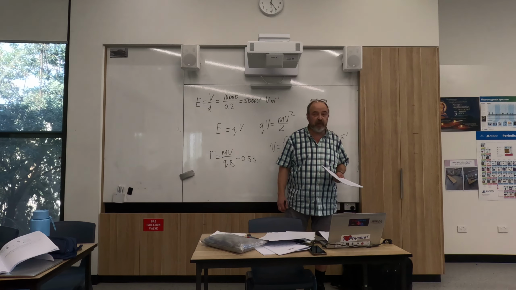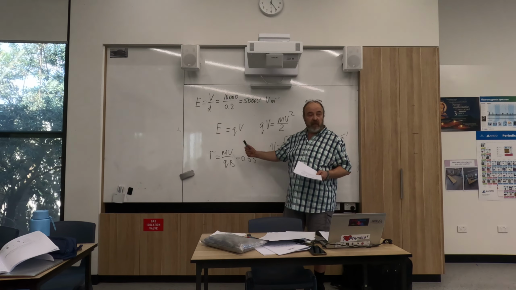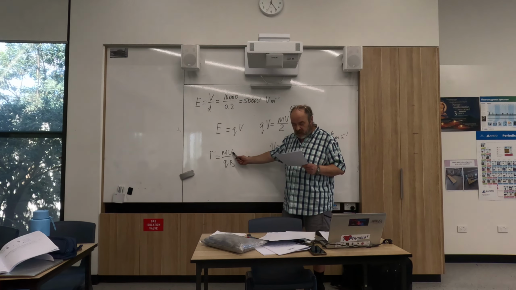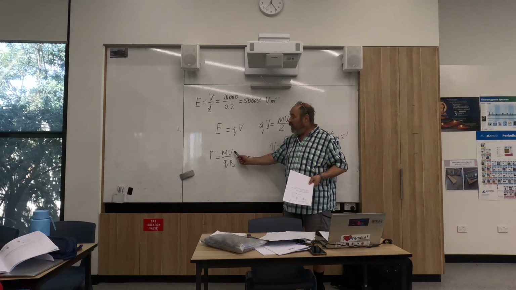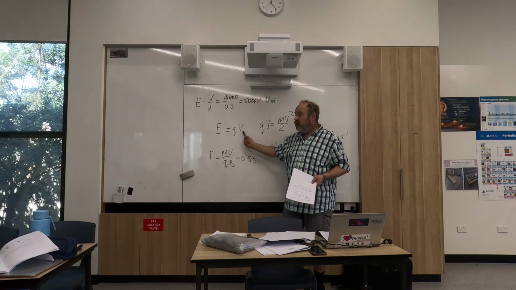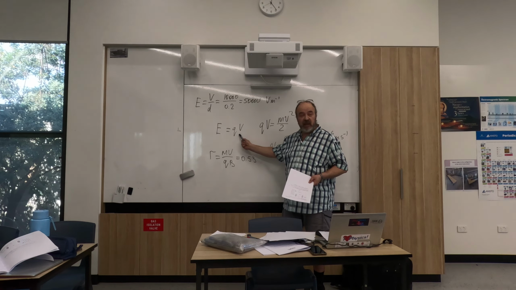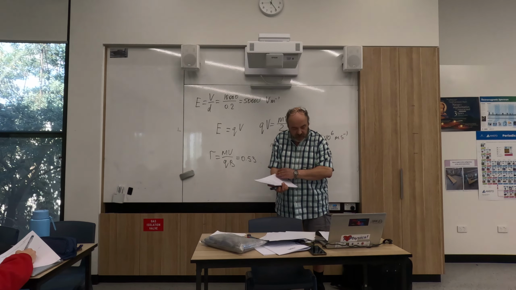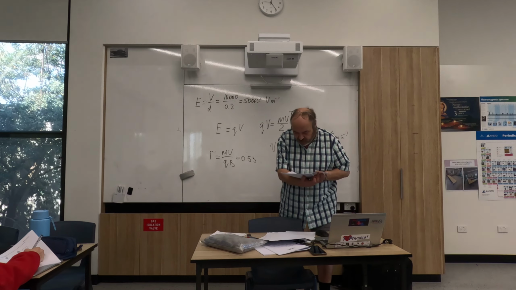Or we need to change the speed. Do we increase speed? Do we decrease speed? We need to decrease speed to make the radius smaller. How can we decrease speed? Make the accelerating voltage smaller. So that's two options.